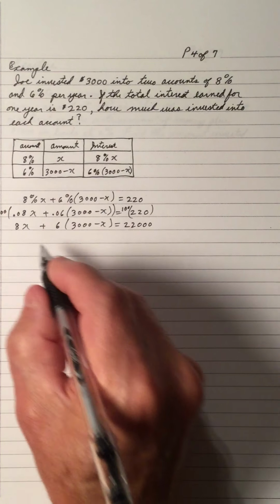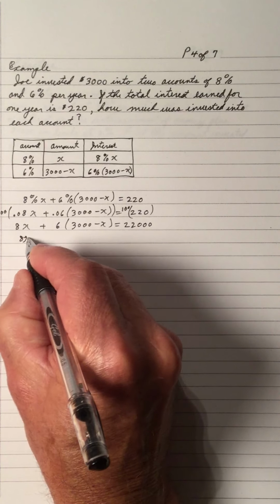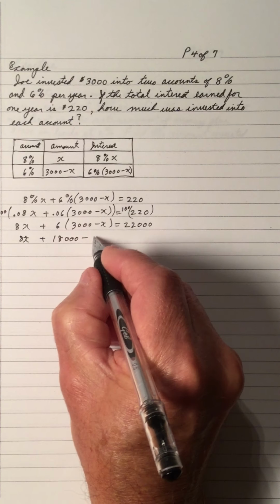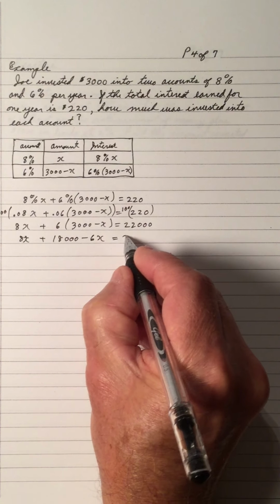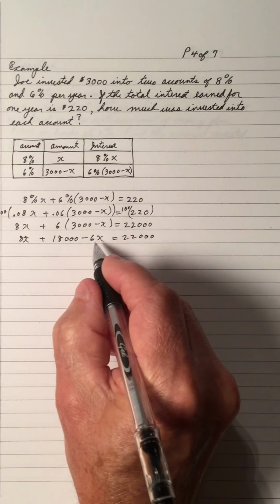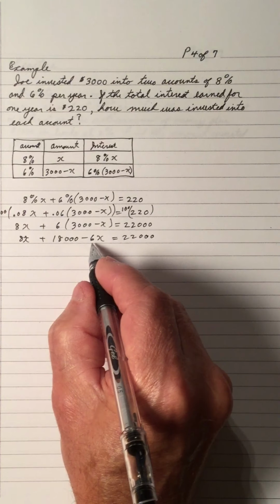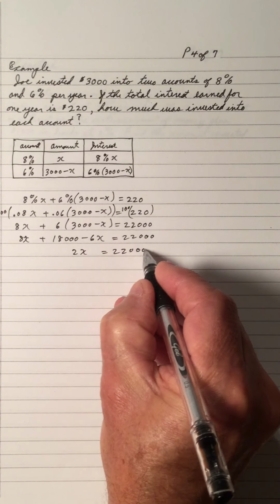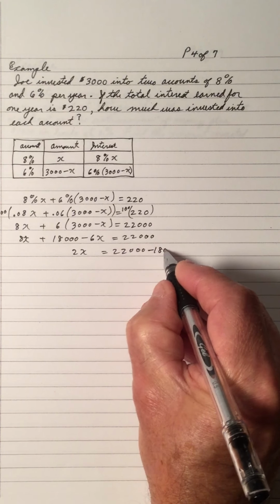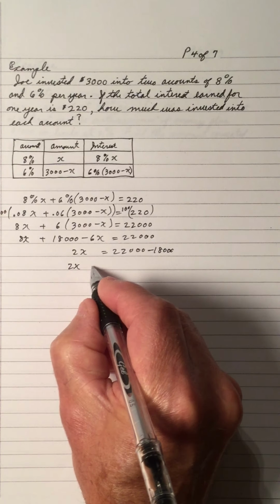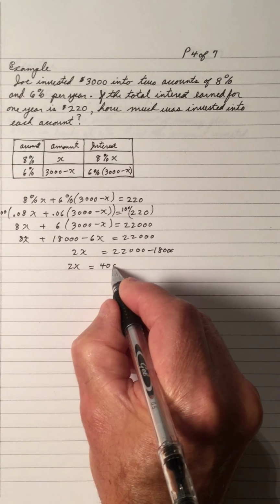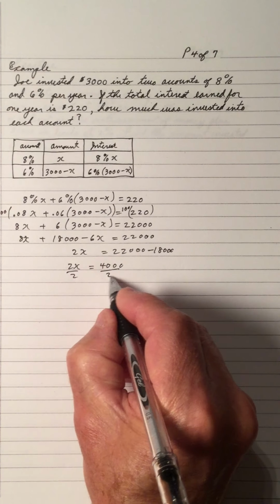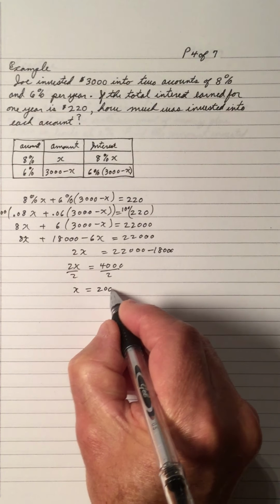Now that we have the decimal gone, we will remove the bracket. 6 times 3,000 is 18,000. 6 times negative x is negative 6x. Equals 22,000. To make it quicker, 8x subtract 6x is 2x. And the 18,000 goes to the right to become a minus. So 2x equals, that's 4,000. When you subtract 22, subtract 18, and divide by 2, that gives us x is 2,000.